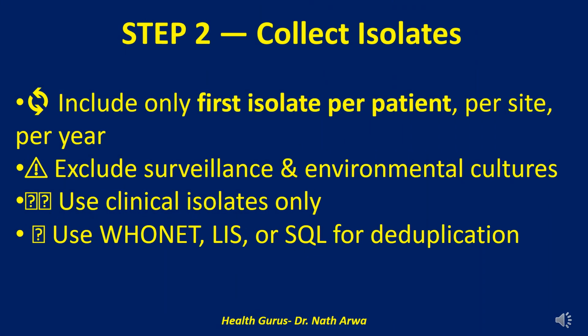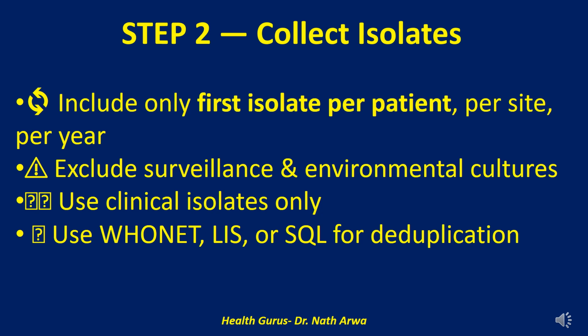Now that you've defined your scope, it's time to roll up your sleeves and get into the data. Step 2. Collect the isolates. But not just any data will do. First and foremost, include only the first isolate per patient, from each body site, during your 12-month study period. This is called deduplication, and it's critical. Why? Because if a patient has 5 cultures from the same infection, we don't want those to skew the data or inflate resistance rates. 1 patient, 1 organism, 1 site, per year.